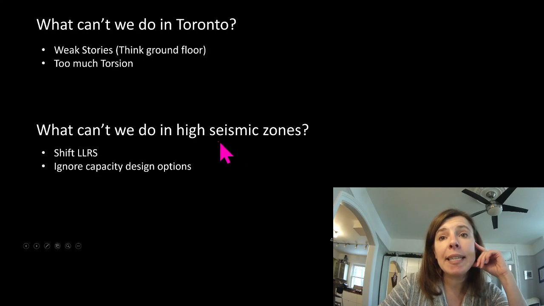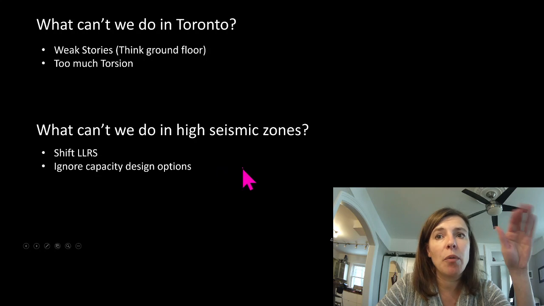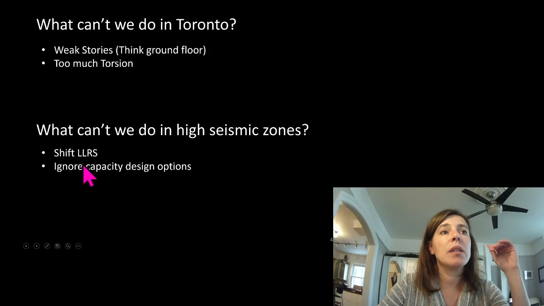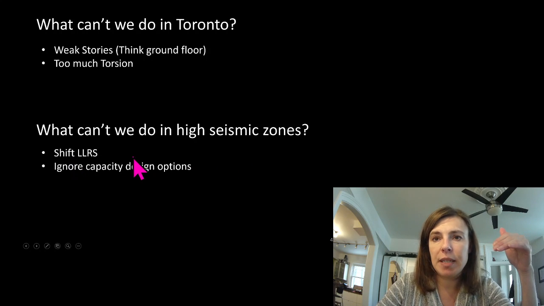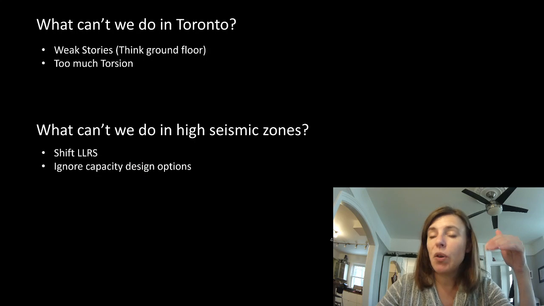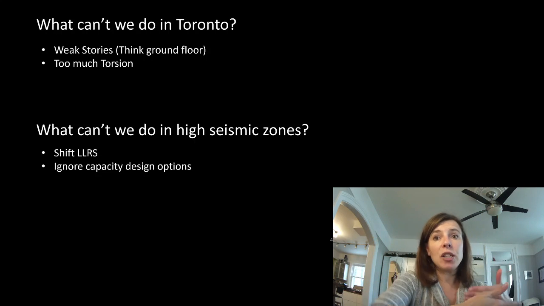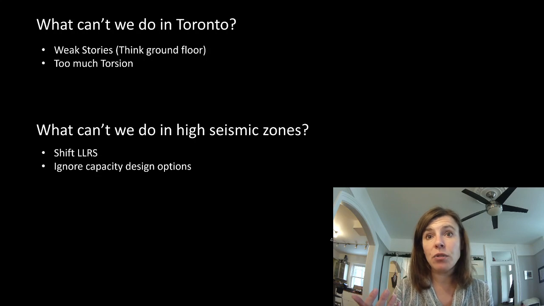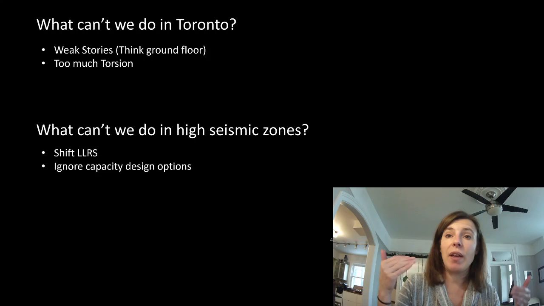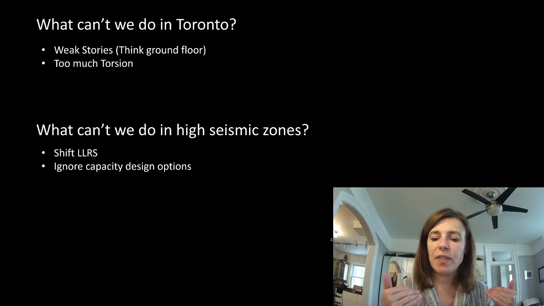In high seismic zones, there are other criteria that we don't have in low seismic zones. You can't shift the lateral load resisting system. So if your lateral load resisting system is coming down in one plane, you can't jump around with it. We can do that in Toronto as long as it's not weaker than it. We can shift it. We have to connect them, but you can shift it.